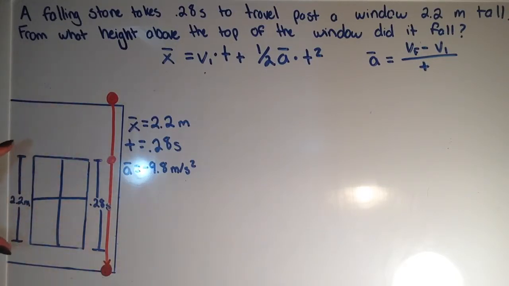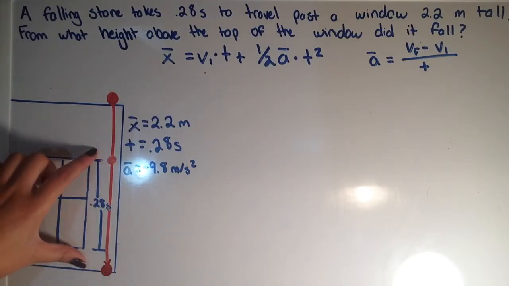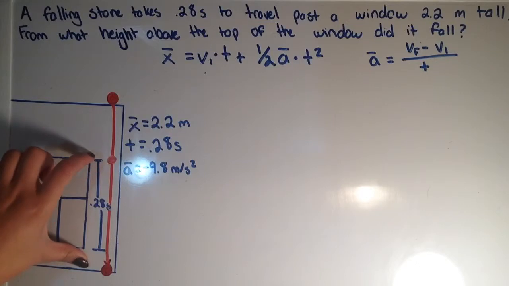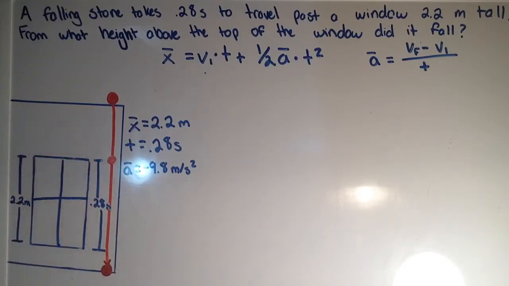So we know that when it passes this window of 2.2 meters, it takes 0.28 seconds for the stone to travel from the top of the window to the bottom of the window. So that is all we're given information about.